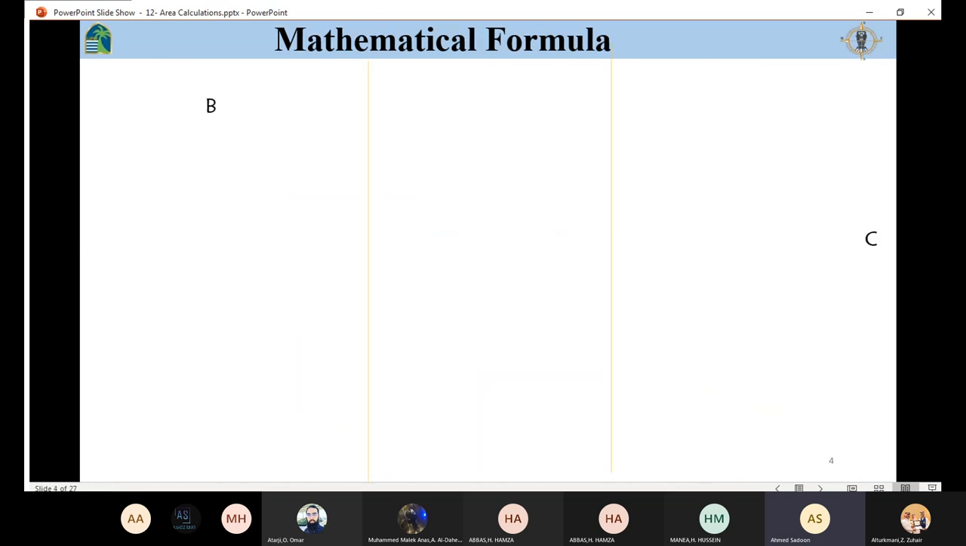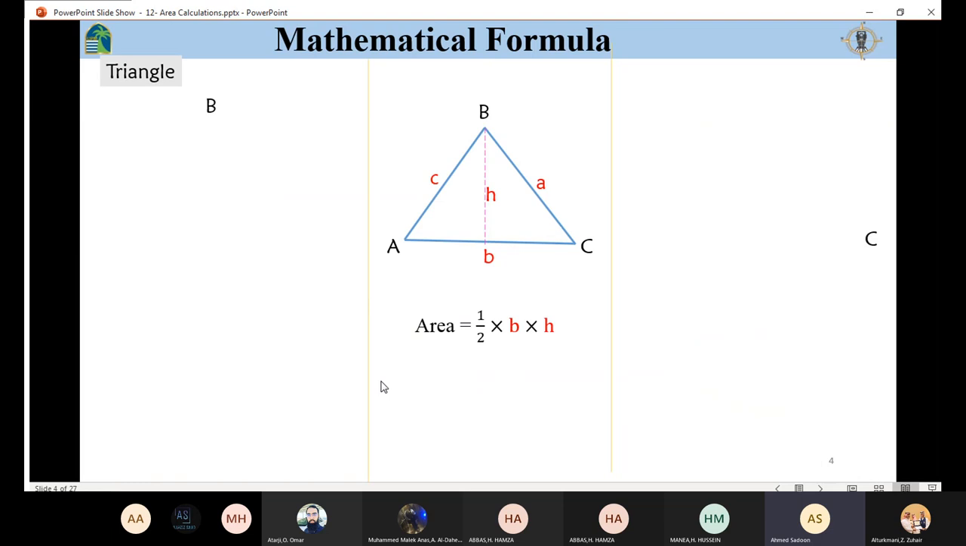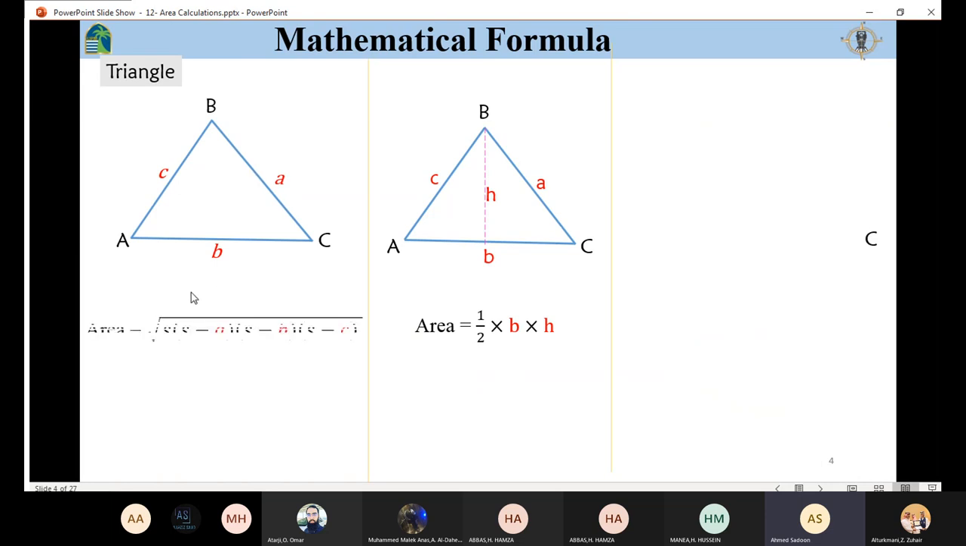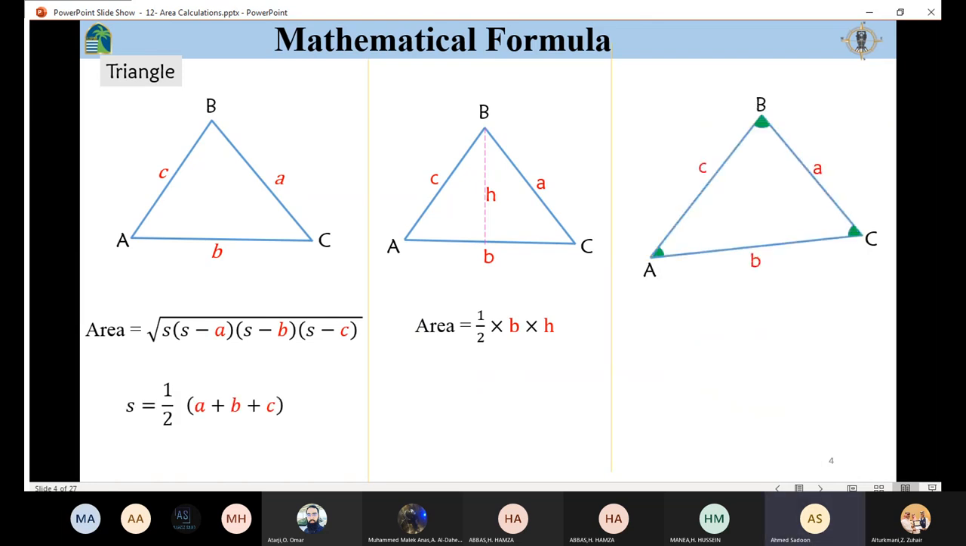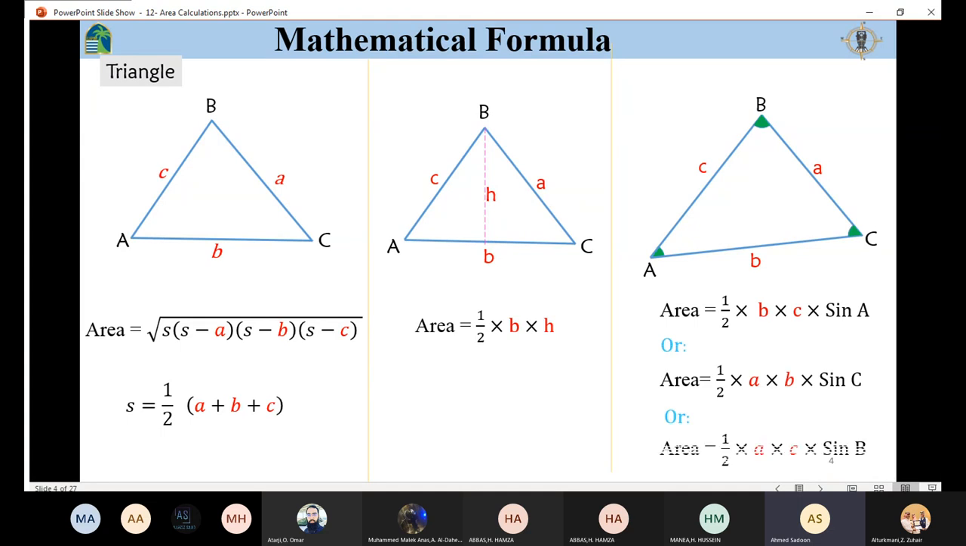Also, we learn how to determine the area if I have a triangle. If I know the height and I know the width, I will be able to determine the area of the triangle. In case that I don't have the height, I know the sides, A, B, C. In this case, I can use this formula to determine the value of the area. Or if I know two sides and one angle, also I will be able to determine the area. Could be this equation, or that equation, or that equation. We already know this. We know that if we have a regular geometry, we will be able to determine the area using these mathematical formulas.